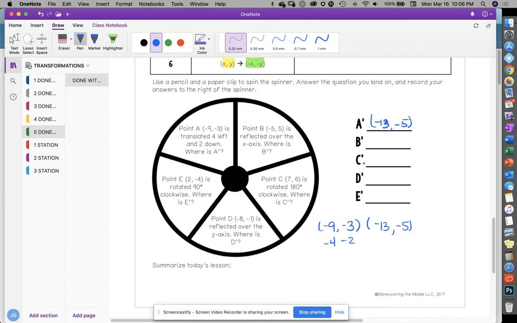So you'll do B, C, and D, and also E, but you can skip the summary.